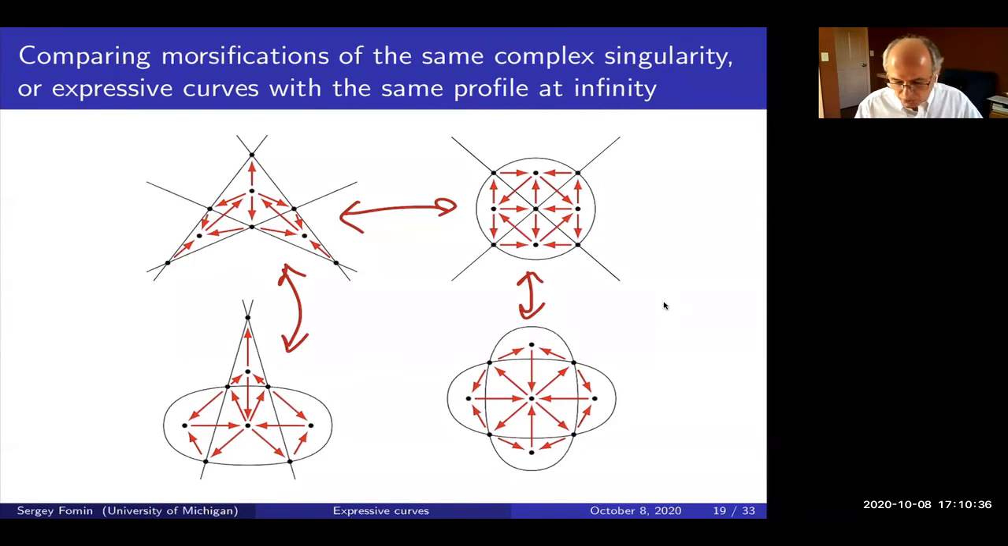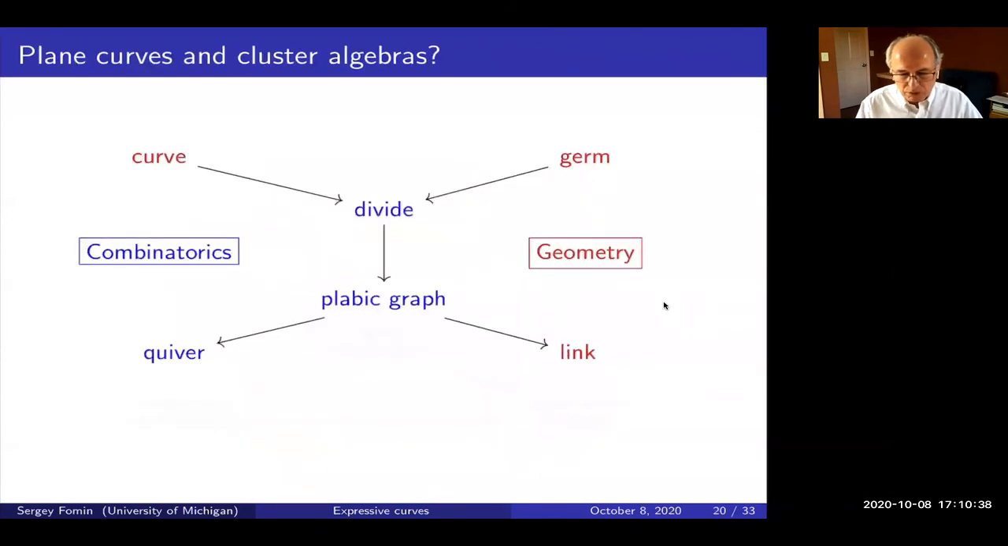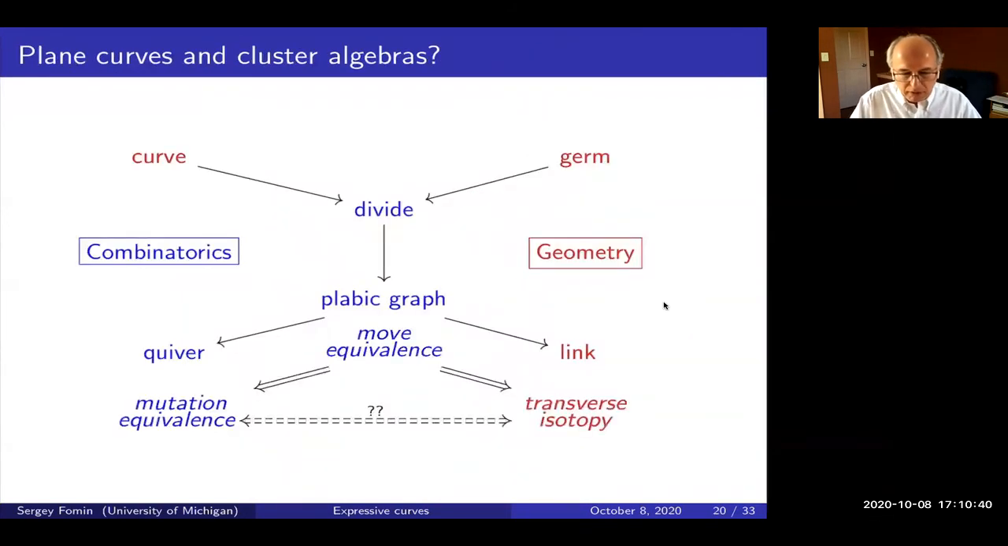All right, so just very quickly, what do we have? We have a curve, or maybe a germ of a singularity. And from that, we get a divide. From a divide, we build a Plaby graph. From that, we get a link, which we consider up to isotopy. So this is the geometric story, and we understand it pretty well.